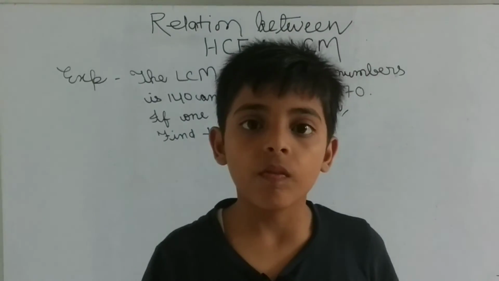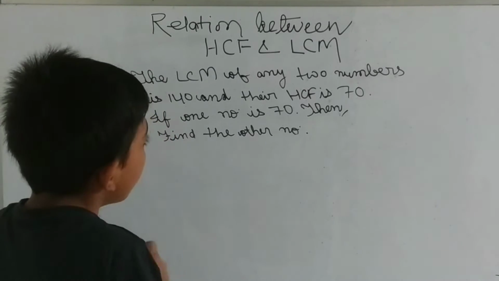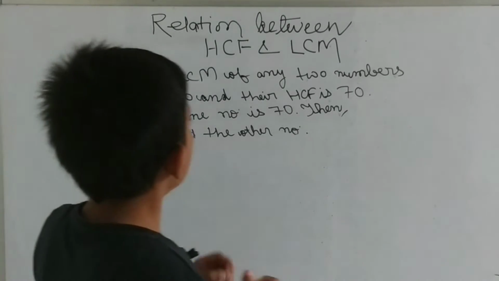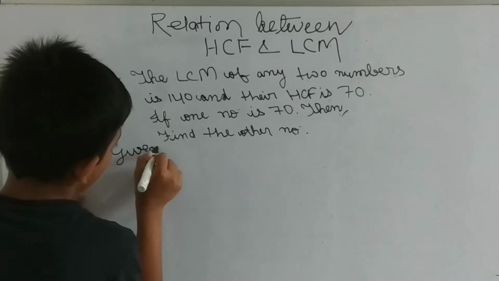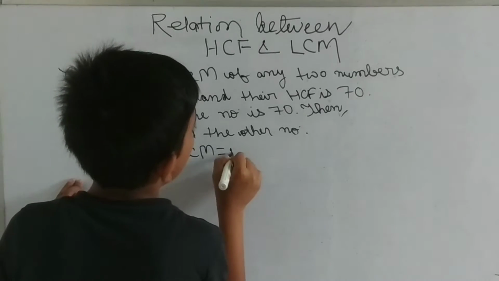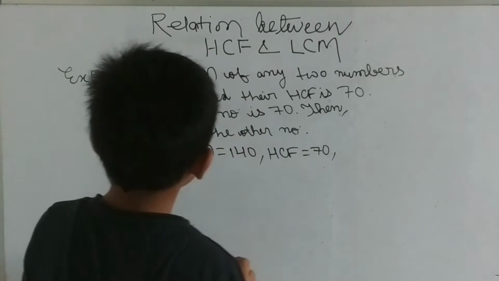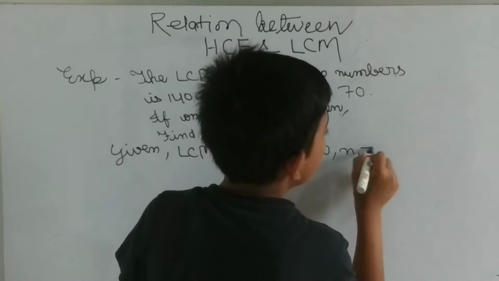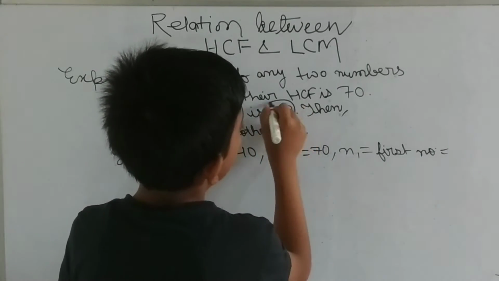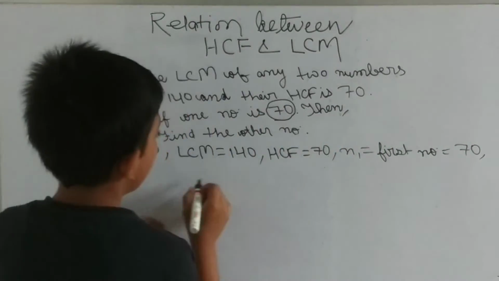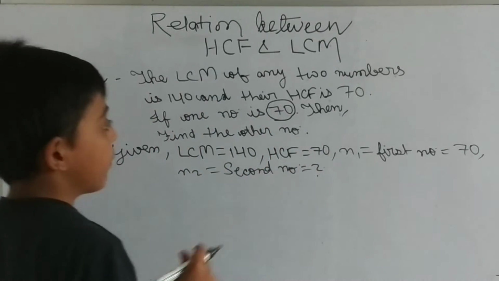So I have taken this example. The LCM of any two numbers is 140 and their HCF is 70. If one number is 70, then find the other number. So here the LCM of two numbers is given: LCM is 140 and the HCF is 70. If one number, N1, the first number, is 70, then we have to find the second number, N2, equals what?